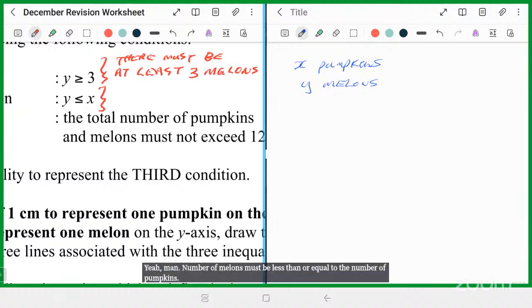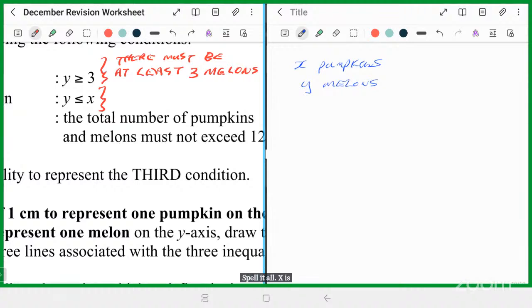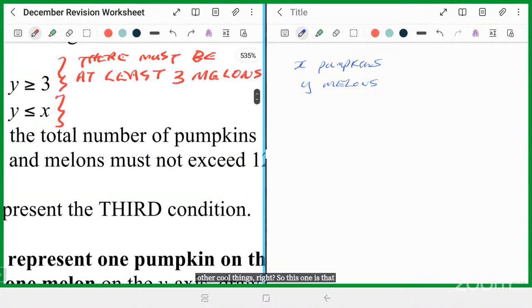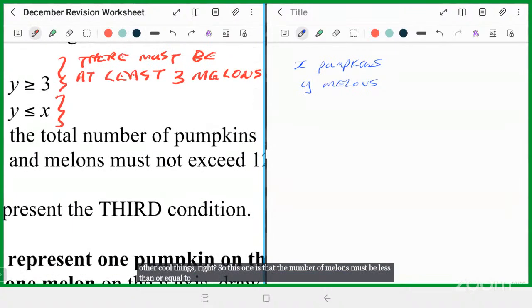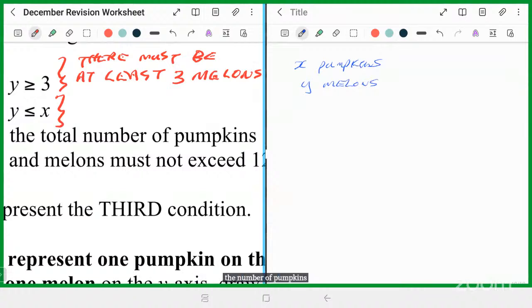Spell it out. X is the number of pumpkins. Y is the number of melons. Use those words: number of. That's what X and Y represent, the number of the various items, of the two things, right? So this one says that the number of melons must be less than or equal to the number of pumpkins. All right?